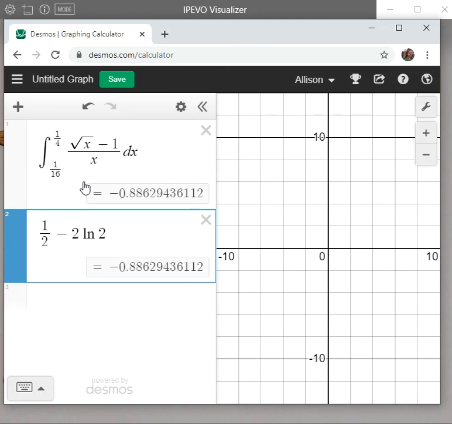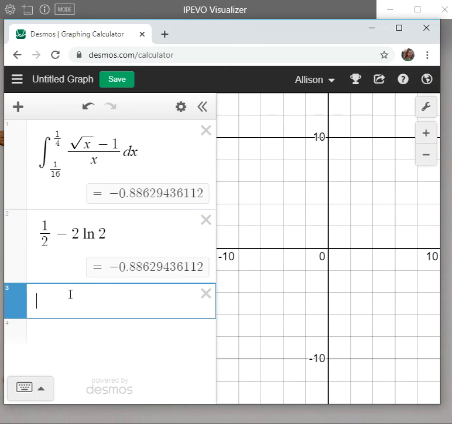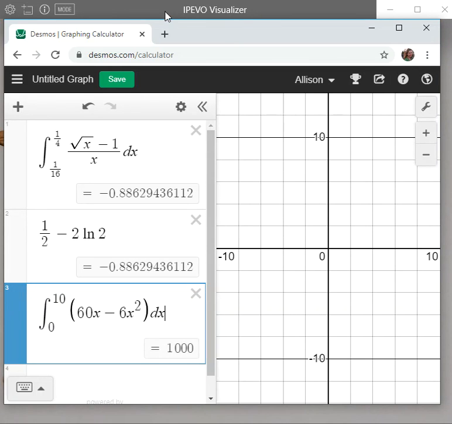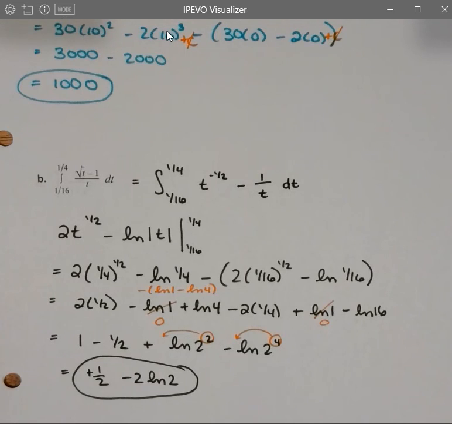So I can type in these indefinite integrals. I can do the same thing to check the one on the top of the page. INT integral, this one was from 0 to 10 of the quantity 60x minus 6x squared dx, and we get 1,000, and 1,000 is what we had up there as well, so that's perfect.